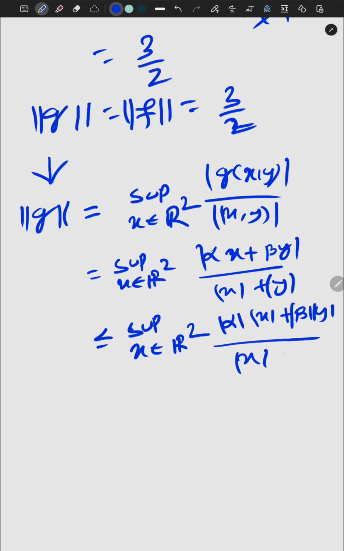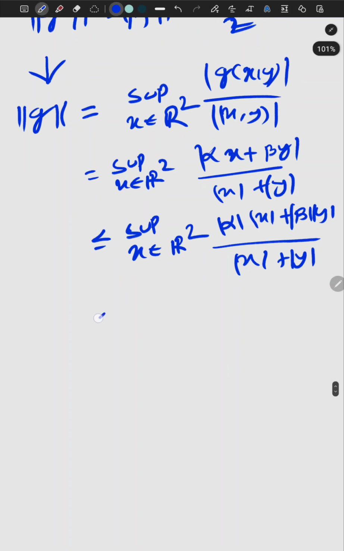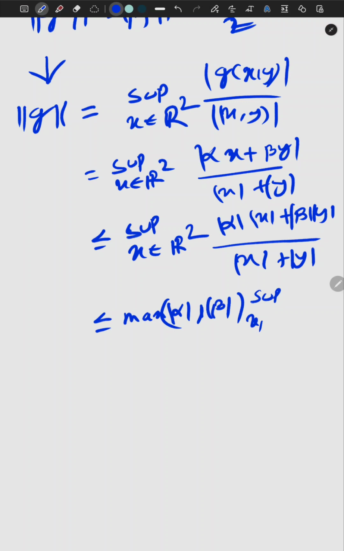Okay, it gives |x| + |y|. Then we can take out the supremum of |α| + |β|, which gives the maximum of |α|, |β|, and the supremum is over the ordered pair (x, y) belonging to R square.